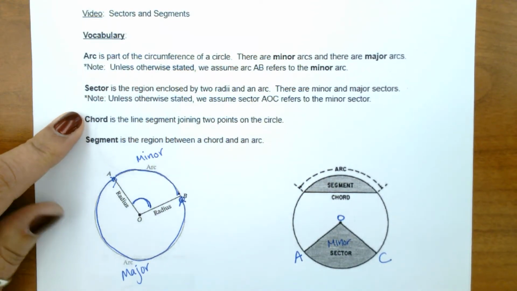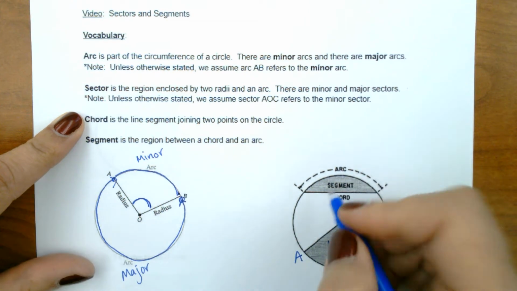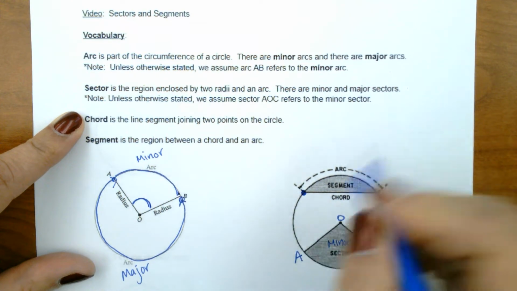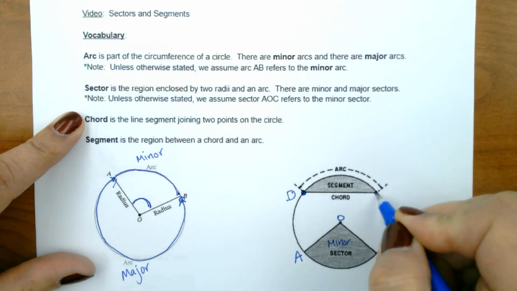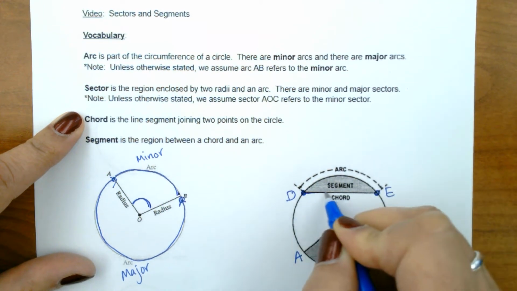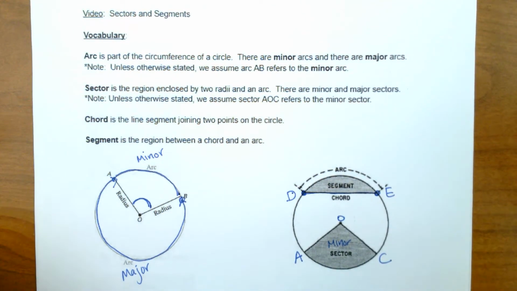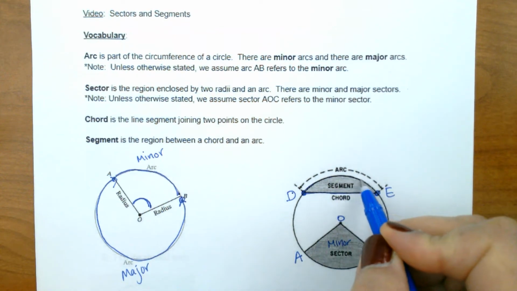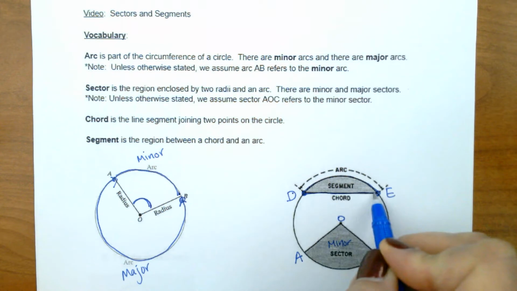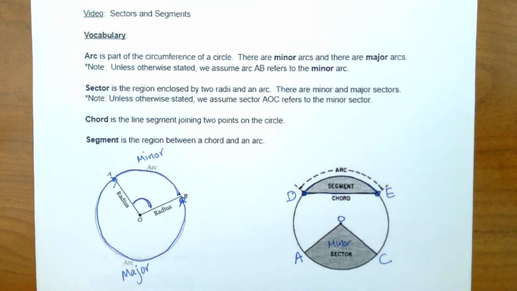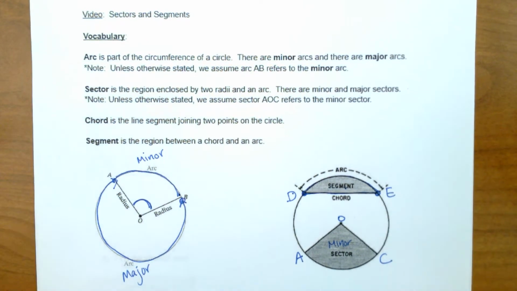A chord is the line segment joining two points. So we have point D and point E. This is a chord right here that joins those two points. Any two points that are joined on each side of the circle, that's a chord. And a segment is the region between the chord and the arc. Here's the arc, this would be arc DE. Here's the chord. And if we shaded it in, it makes a segment. So those are the vocabulary words that I'm going to be using and what they represent.